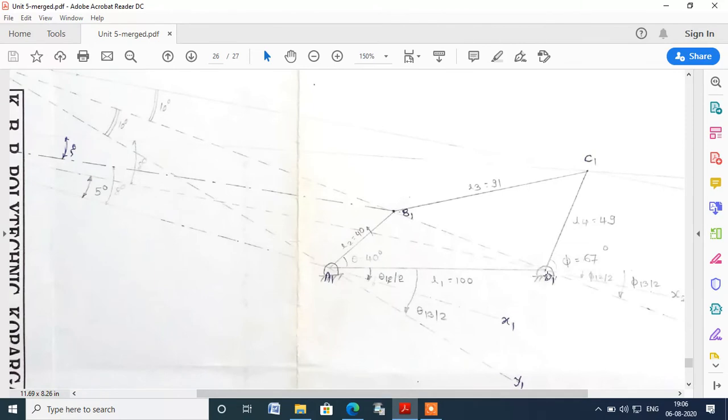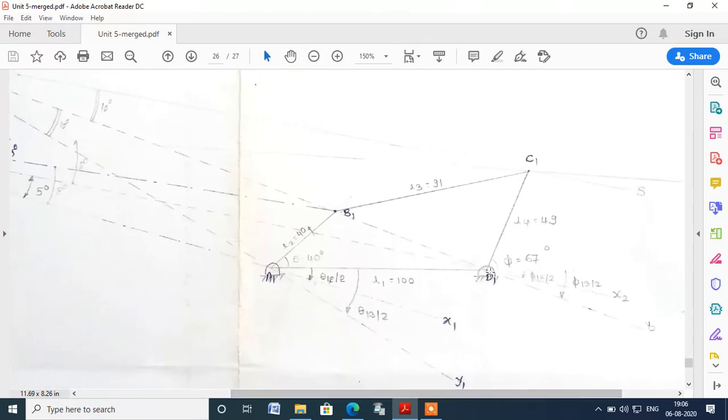So here we have drawn x1 r1 and y1 r2. Here what you have to do, from d1 just extend this line, a1 d1 just extend. Then draw a line x2 r1, such that it makes an angle of 512 divided by 2.